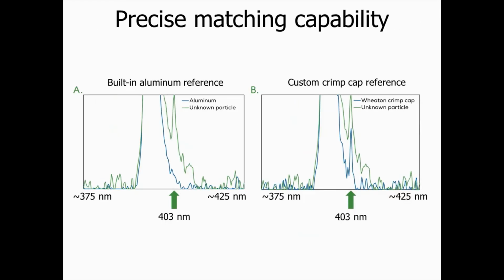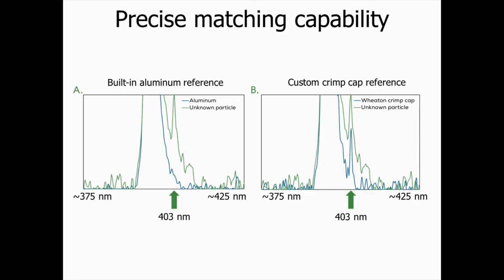So why stop at knowing the contaminant is an aluminum shard? By creating a complete custom reference spectra library, precise matching can be achieved to know the exact root cause of where the particle comes from. In this example, a precise match down to a name brand of crimp cap can be achieved by adding a custom crimp cap reference spectrum like this Wheaton crimp cap.